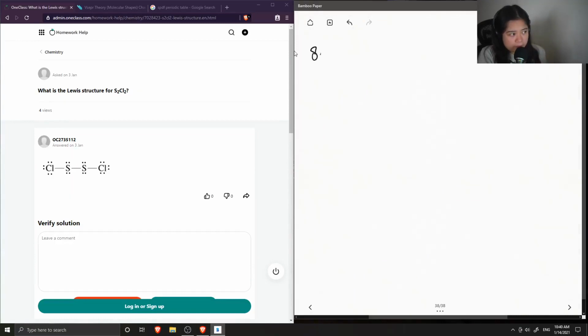Okay, so what is the Lewis structure for disulfur dichloride? S2Cl2. So when writing the Lewis structure, we first need to find out the total number of valence electrons.